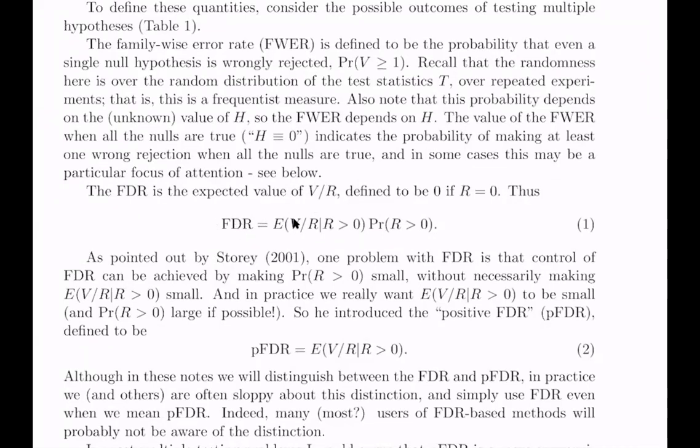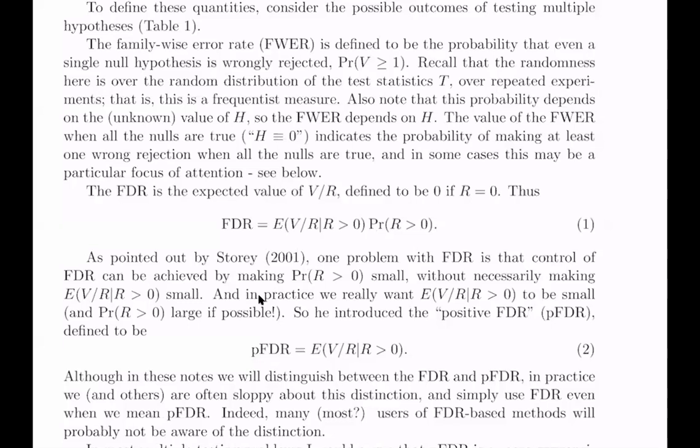And so the FDR is the expected value of V over R, given that R is bigger than 0, times the probability that R is bigger than 0. So one of the funny things about this FDR is that you really want this to be big, right? You want to reject things. Okay. So you want this probability to be big, and it's this quantity you want to be small: the expected proportion of false discoveries given that you make some discoveries. So you want this to be big and this to be small.